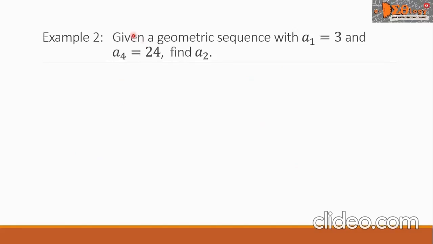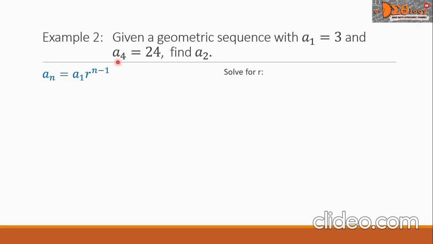Let's have example 2. Given a geometric sequence with a sub 1 equals 3 and a sub 4 equals 24, find a sub 2. We have our formula here, and we know that to find a sub 2, we need the a sub 1, which is already here, but we don't have the common ratio. That's why we need to solve for r.